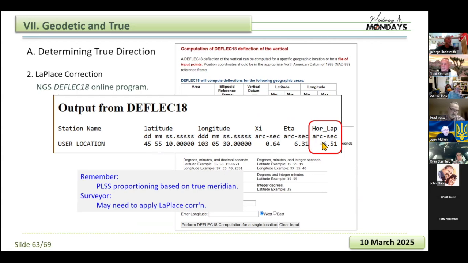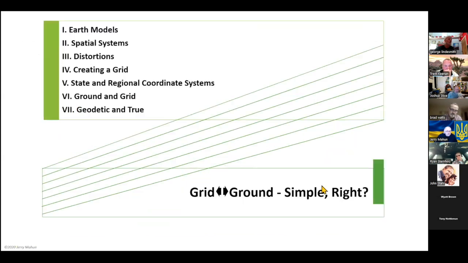But it's amazing how much this can change over a relatively small area. You can get quite a bit of difference. But that's, again, based on that geoid model. So you always want to check that just to be sure that it is or is not significant. So remember, your proportion is based on a true meridian, and you've got to decide whether you want to apply the Laplace correction or not. Okay, so that's just one more thing to worry about.